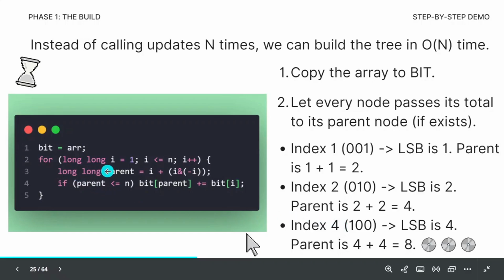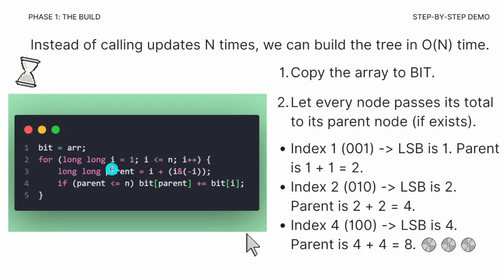The code here is quite straightforward. We build from 1 to n. We first find the parent by taking i plus the bitwise AND operator between i and minus i. And if the parent is still in the range considered, then bit parent will be increased by an amount equal to bit i.